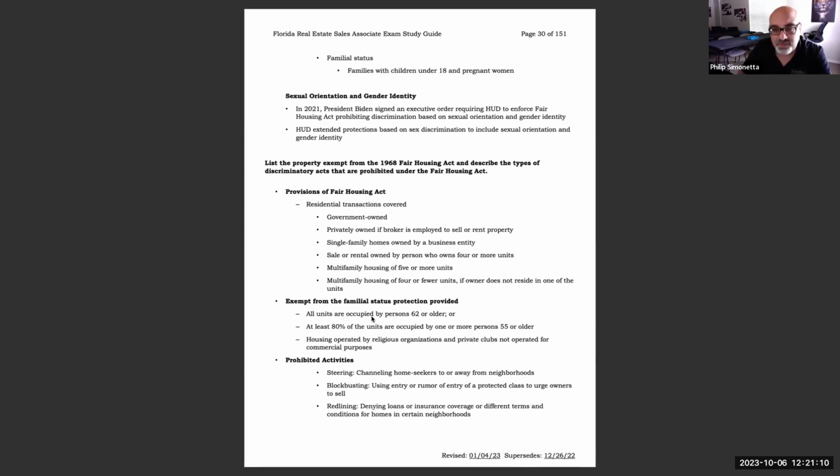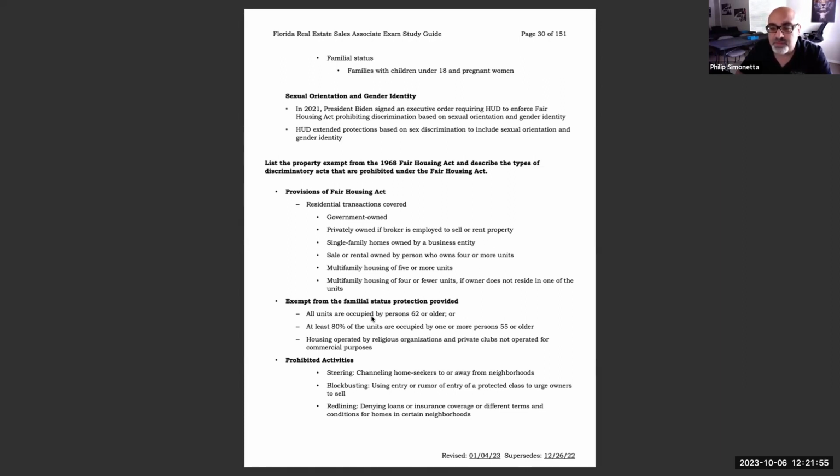The next thing you have to do is list the property that's exempt from the 1968 Fair Housing Act and describe the types of discriminatory acts that are prohibited. Under the provisions of the Fair Housing Act, any residential transactions are covered: government owned, privately owned if a broker is employed to sell or rent the property, single family homes owned by a business entity, single-family or rentals owned by persons who own 4 or more units, multifamily housing of 5 or more units, multifamily housing of 4 or fewer units if the owner does not reside in one unit. Now there is an exemption. If you have 4 or fewer units and the owner lives in one, that is exempt.